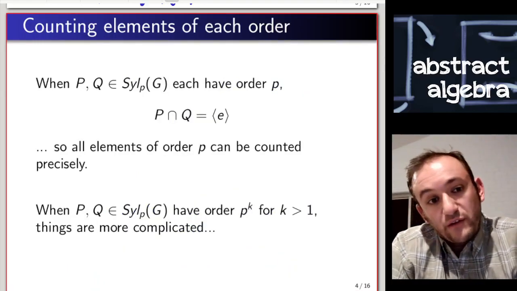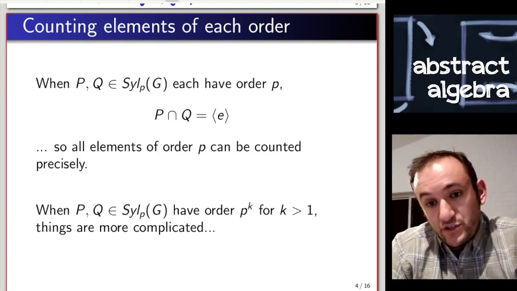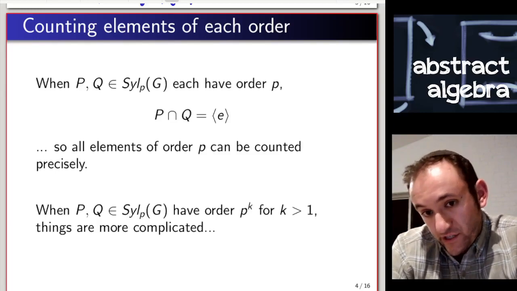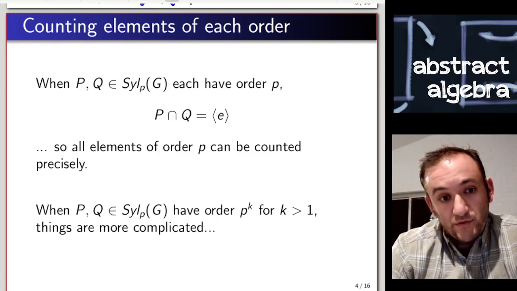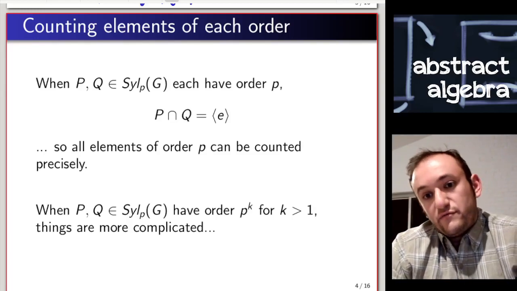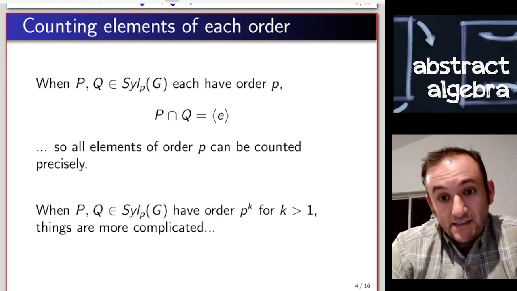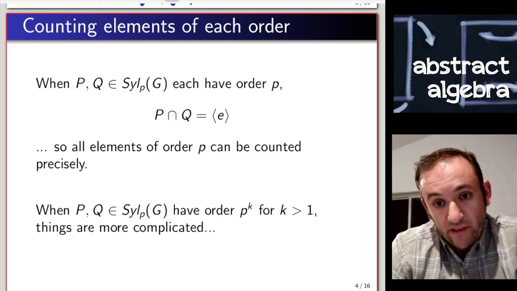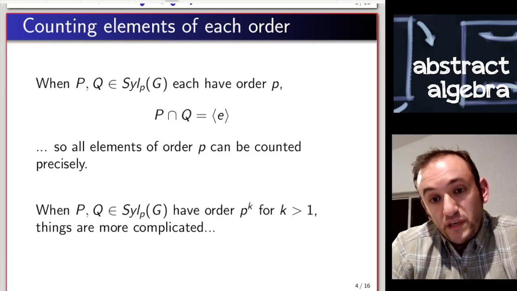We're going to use all of that information as we analyze the possible values of NP. As for counting elements of each order, when I have some collection of Sylow P subgroups, and they each have size P, then they're all going to intersect trivially, because their intersection is going to be a subgroup, and since the two Sylow P subgroups are distinct, they can't be identical. So their intersection is going to be the identity. Given a set of 10 Sylow 7 subgroups, you have 6 non-identity elements in each of those 10 subgroups, and so you're going to have 60 unique elements of order 7 there. The idea being you can count all elements of order P precisely.